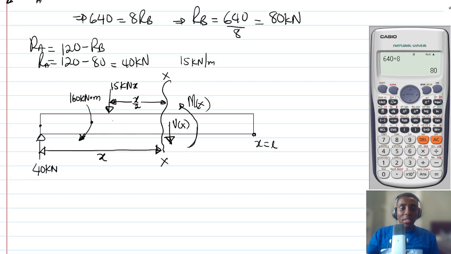After doing this, there is a convention here. Please take notice of this. Whenever you cut at this side, shear force is positive downwards, and then moment is in this direction. This is like a sort of convention, right? Now let's quickly go through this.